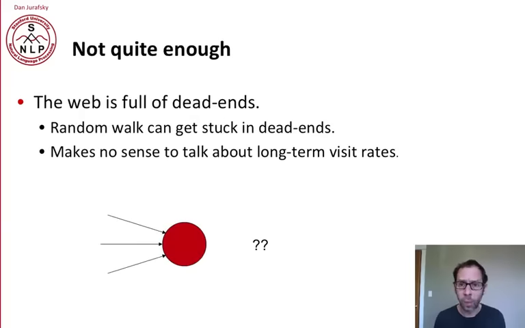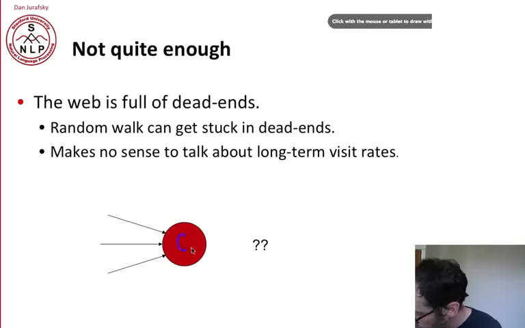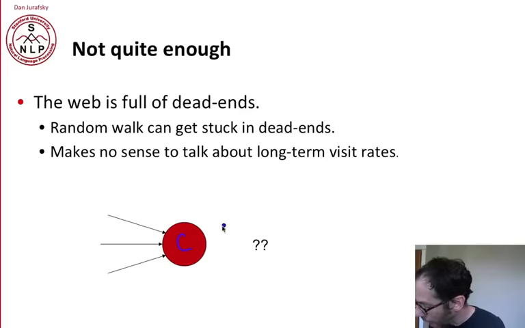Now, just a random walk isn't quite good enough because the web is full of dead ends. If you do a random walk and you get to a page, and imagine here's a node C, and C has no outlinks, just inlinks, and so if you randomly walk away, we can't walk away from C, we're stuck in C. So we're going to add one more thing to our random walk.